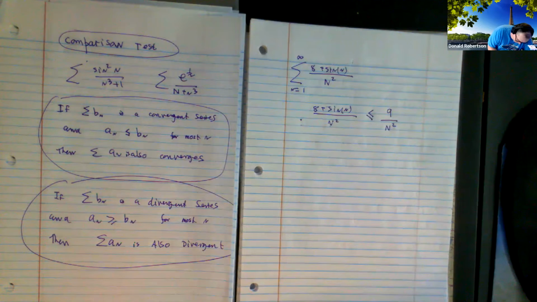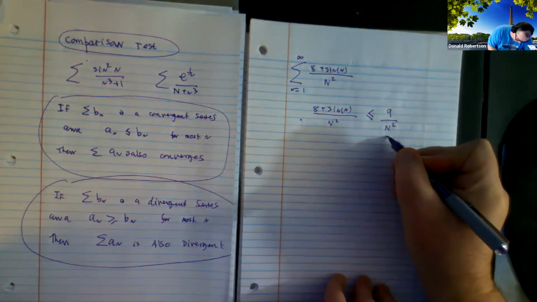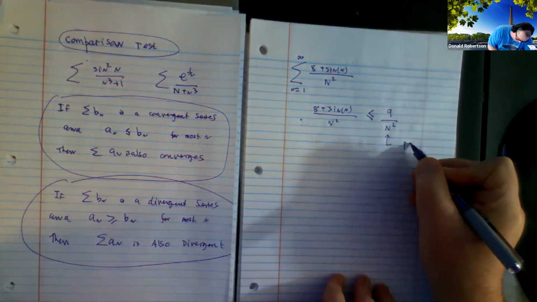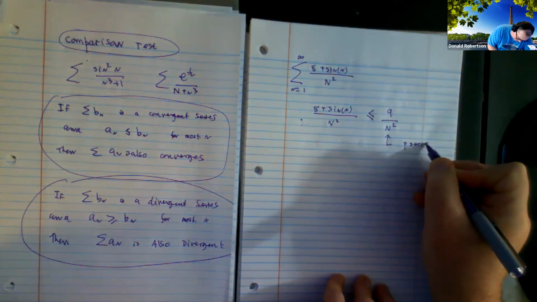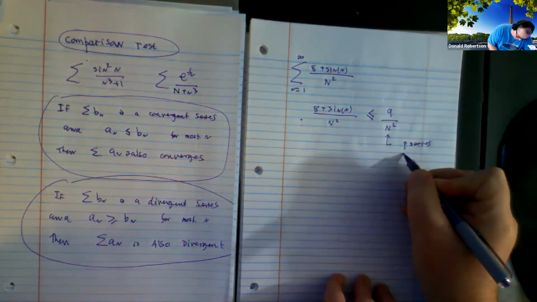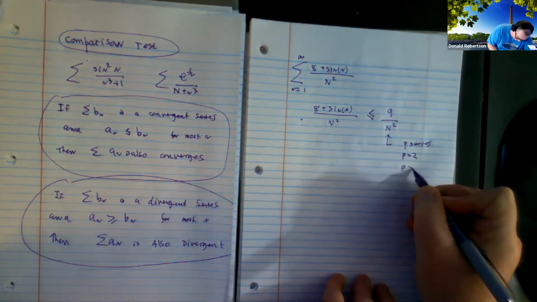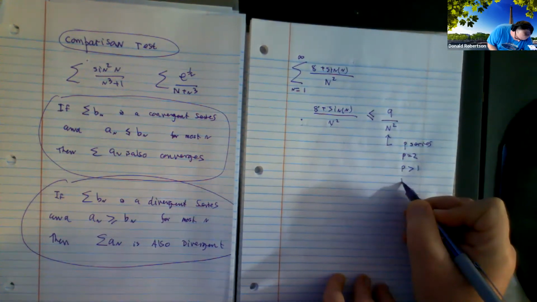And isn't this a P series? And it's a P series, and P is equal to 2. And since that's greater than 1, it converges. Almost made a mistake there.